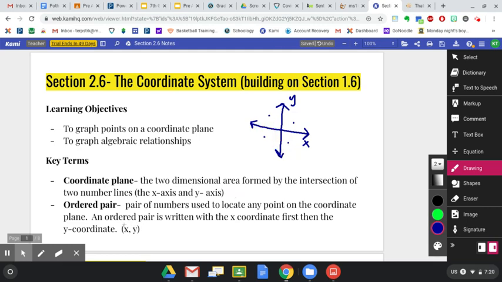And the ordered pairs give us a location on the graph starting at the origin, 0, 0, and then we move left and right depending on our x values. Positive x goes to the right, negative x goes to the left, positive y goes up, negative y goes down.